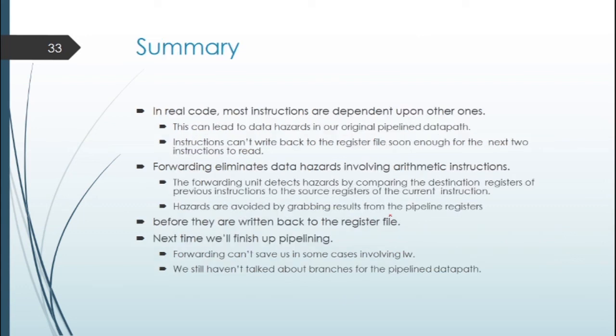So in real code, most instructions are dependent upon other ones, and that's where the data hazards come from. Forwarding eliminates data hazards involving R-type instructions. Forwarding may also be helpful for the load word instruction, but it will be a little more complicated.